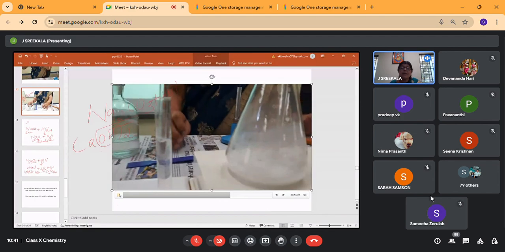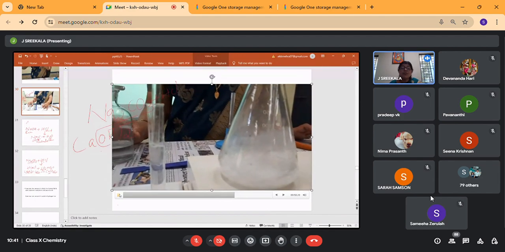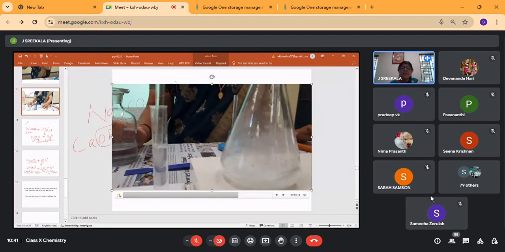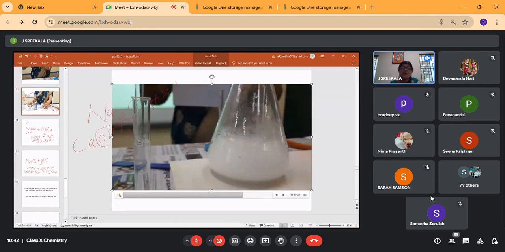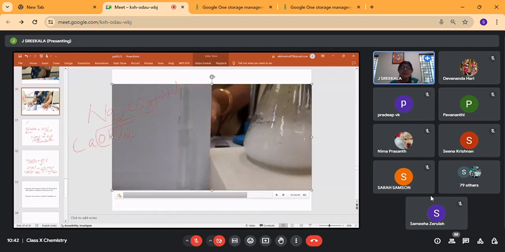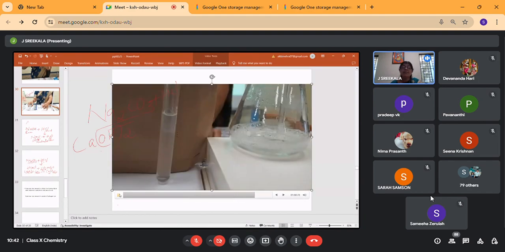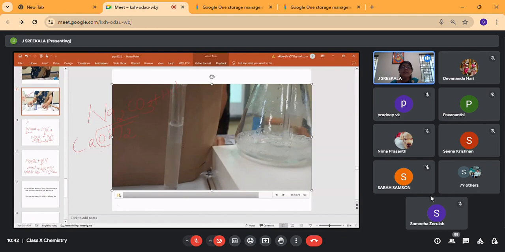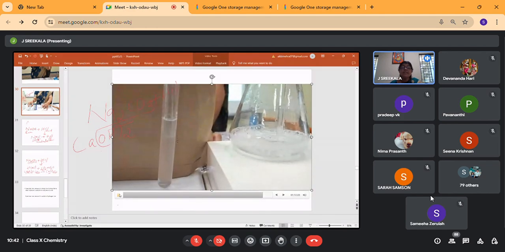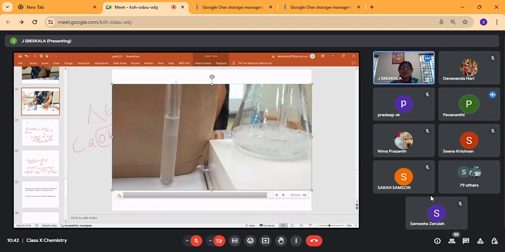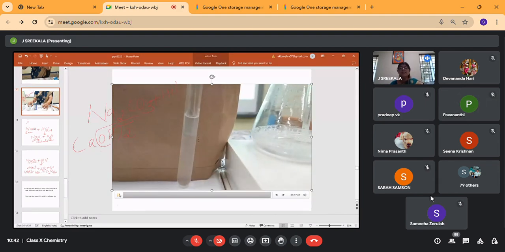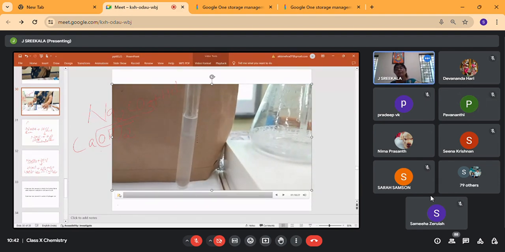I kept a paper behind it because it is white colored and the background is white. If the paper was colored, it would have been better. Now we can see the whiteness. What is the solid formed in that? Calcium carbonate. So remember, this is another experiment.